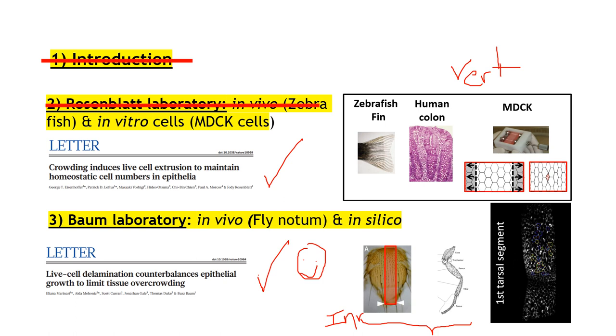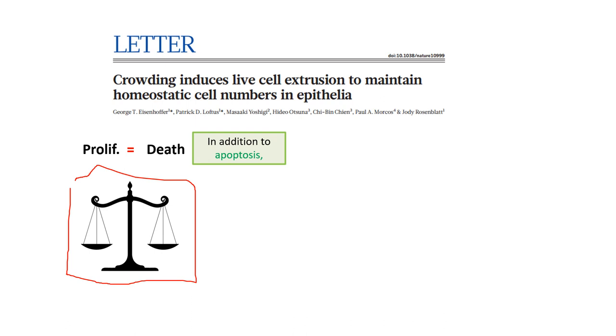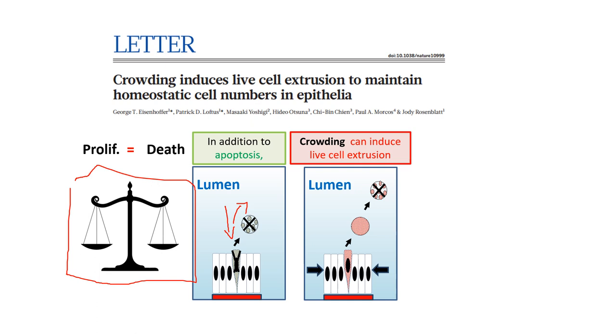Okay, so let's start. Just to recap, last time we were talking about how this paper found a balance between these two processes, proliferation and cell death. Previous information said you kill the cells first and then they get extruded. I told you the paper found that sometimes there is a different mechanism: the cell can get extruded alive and then it gets killed. And why is this important?